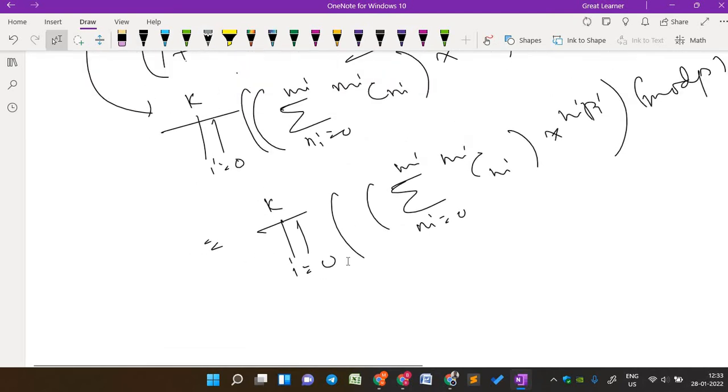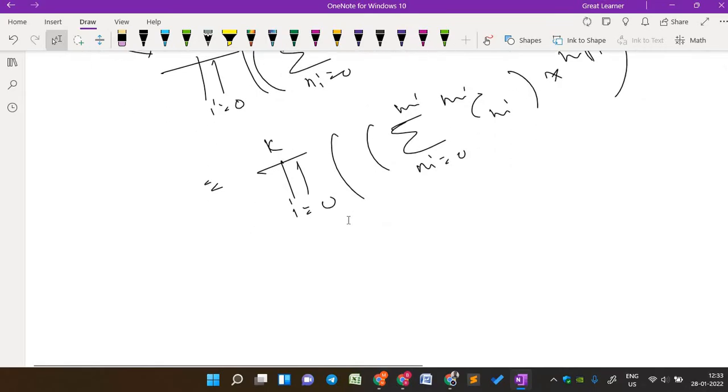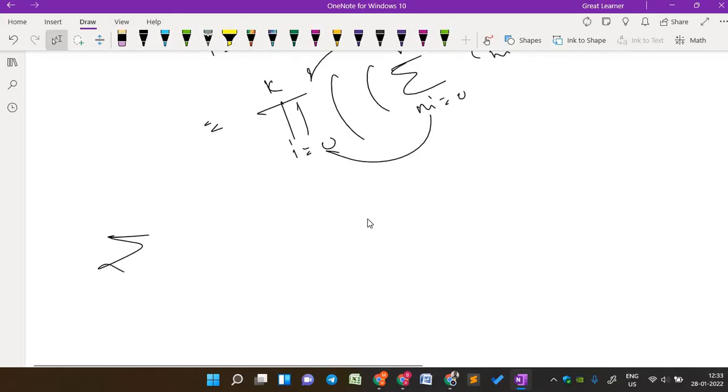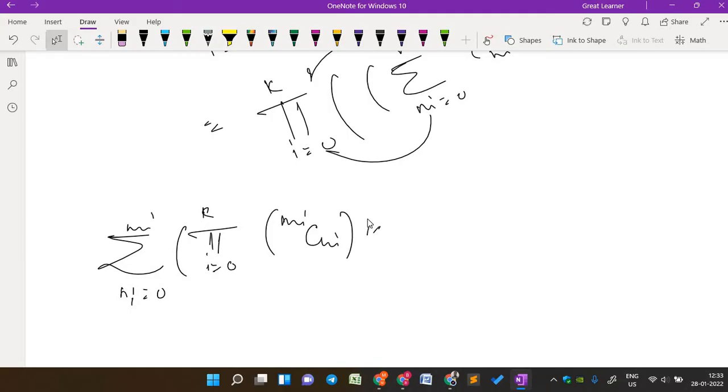Okay, so after that what we have to do is exchange these two. We can do it, right? So we can write it like that: summation of ni equal to 0 up to mi, up to k, i equal to 0, mi C ni into x^(ni pi), mod p, right?